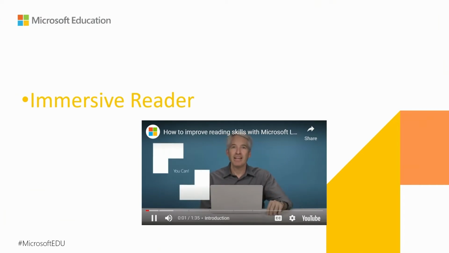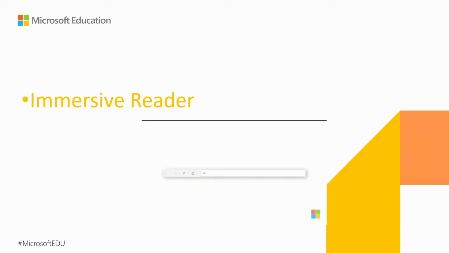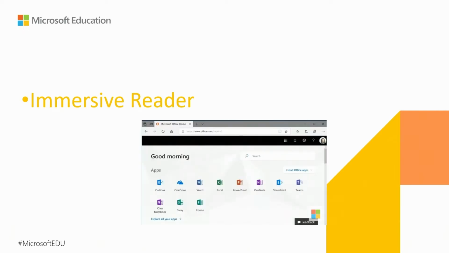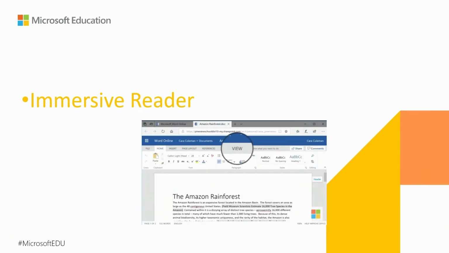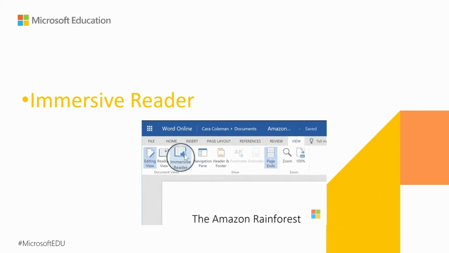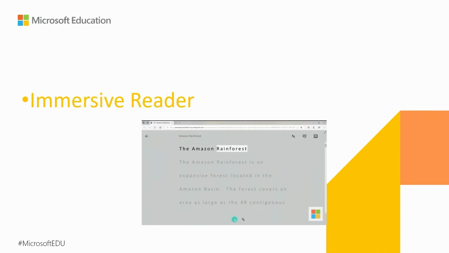Hi, I'm Mike. Today I'm going to demonstrate how you can improve reading skills with Microsoft Learning Tools. To get started, go to office.com and sign in with your Office 365 education account. Click on Word to open a Word document. Now go to the View tab and click on the Immersive Reader. You'll see all of the page is reducing distractions, and I can really focus on the text. When you press the play button, you hear the text read aloud, and you see the words highlighted, and you can easily follow along.